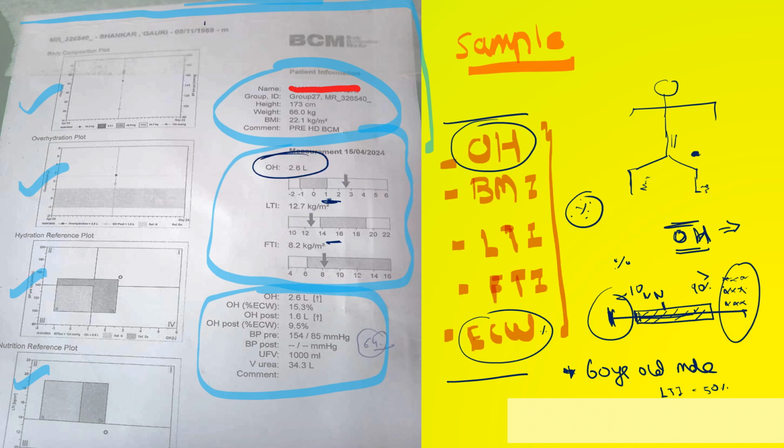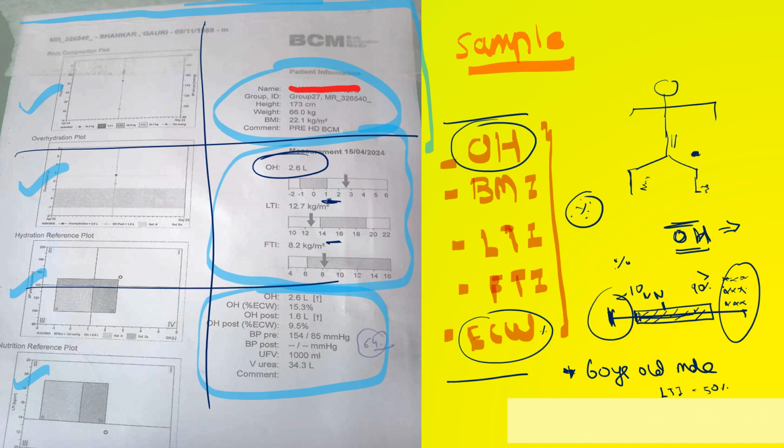So this page we will divide into 4 and see one by one. First we will focus on this area. So I have cropped the image. Now we will focus on this area. This is the BCM, body composition monitor. The patient name I have highlighted, and the basic details are given. Height 173 centimeter, weight, and the BMI is calculated accordingly.